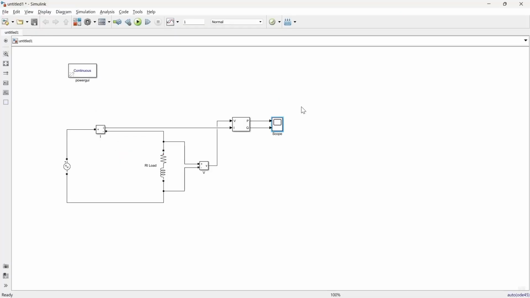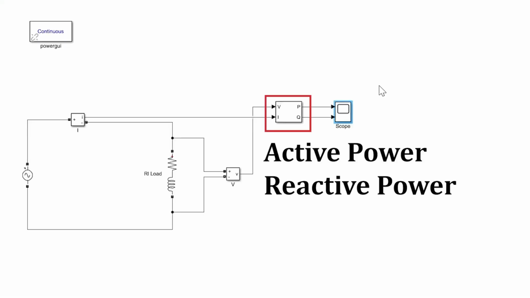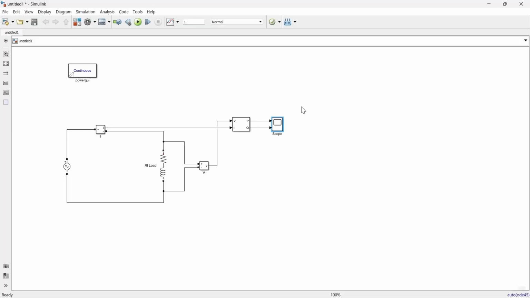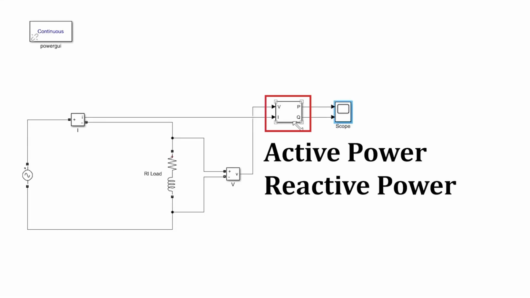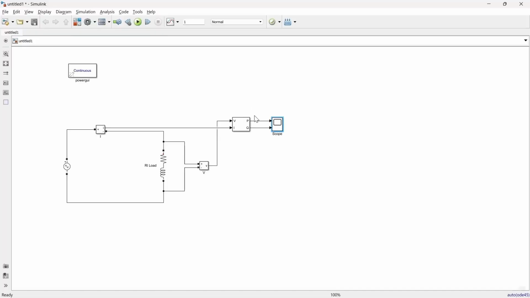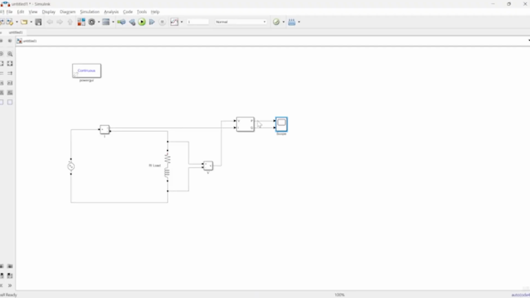Here there is no direct block which can measure power factor in Simulink. So we'll use whatever we have and we'll get whatever we want. So what do we have right now? Here we have active power and reactive power, and we want power factor. So we can get power factor from this active power and reactive power. Let me show you a small calculation for that. Here this is our active power and the reactive power is 90° to it. And this is the total or apparent power.